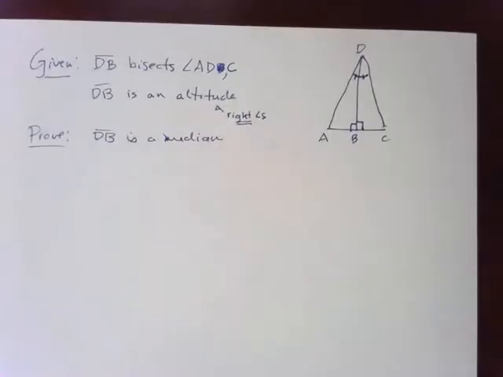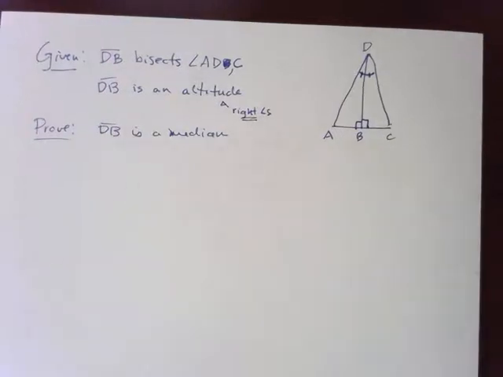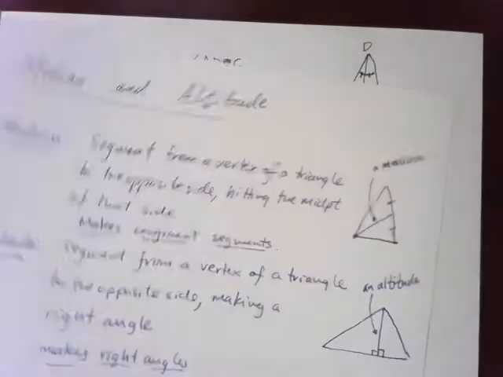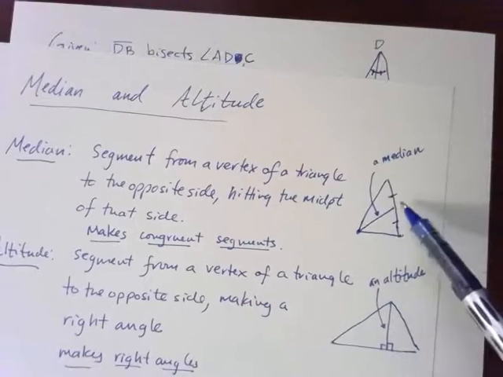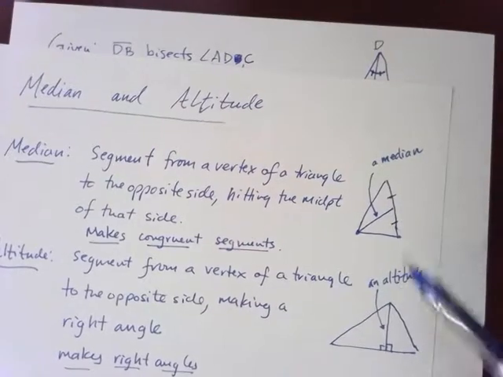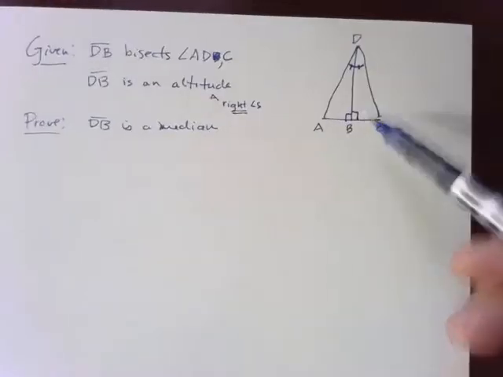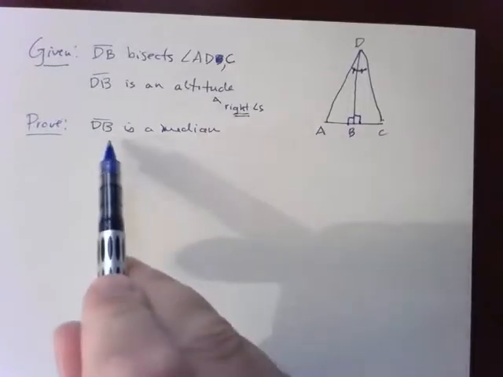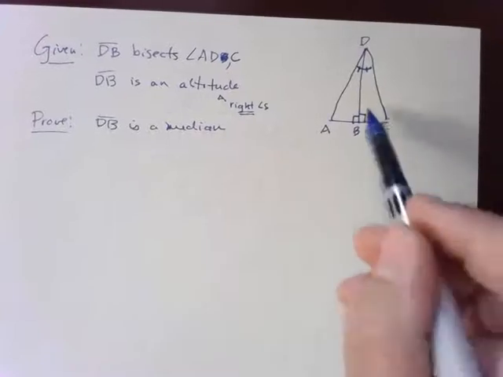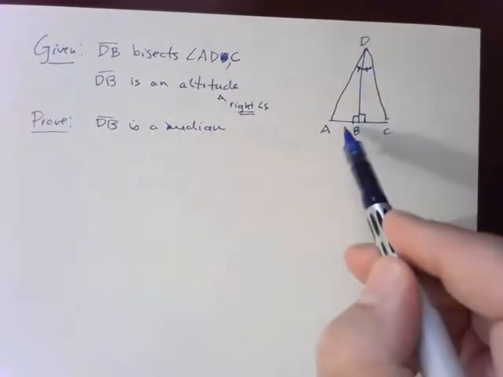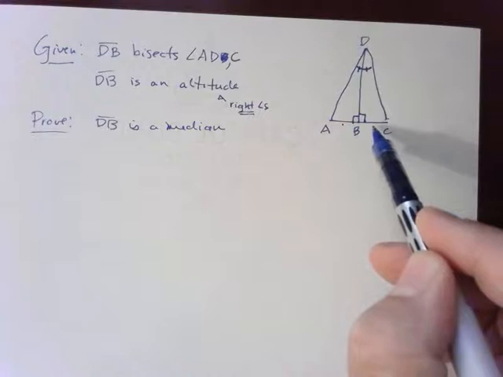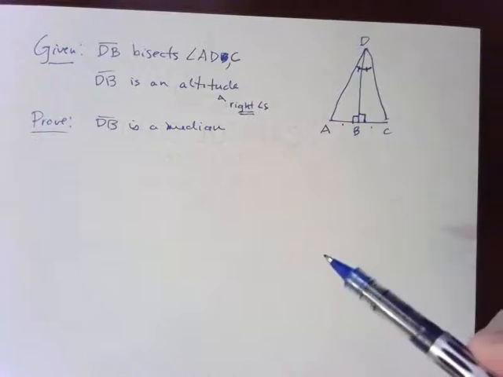What we want to prove is, given both of these pieces of information, that DB is a median. Now let's remember, to prove a statement like something is a median or a midpoint, you prove what it would tell you. You prove what it means. So median means it's going to come across and make congruent segments. So in order to prove that DB is a median, I need to prove that DB comes over here and that it makes these segments congruent. So that's going to be my goal.